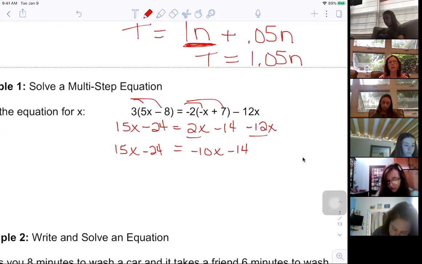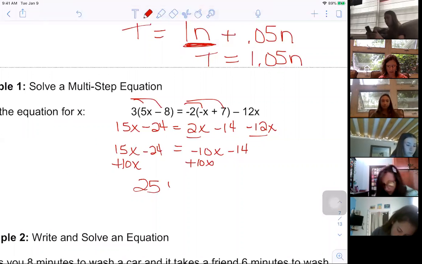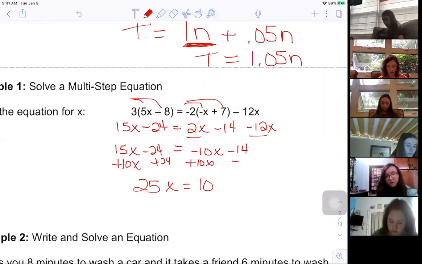And then move terms to one side, the numbers to the other. Jaden, what would that look like if we got a variable on one side and a number on the other? Sorry, I was still adding. No, you're okay. It would be 25x on the one side and 10 on the other side. Perfect. Nice. So adding the 10, adding the 24, and then divide.